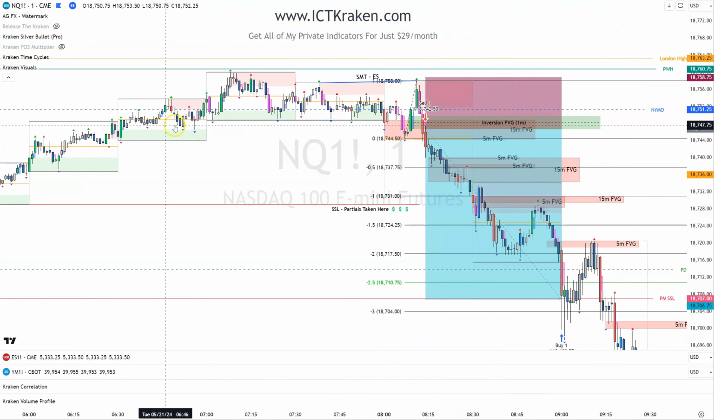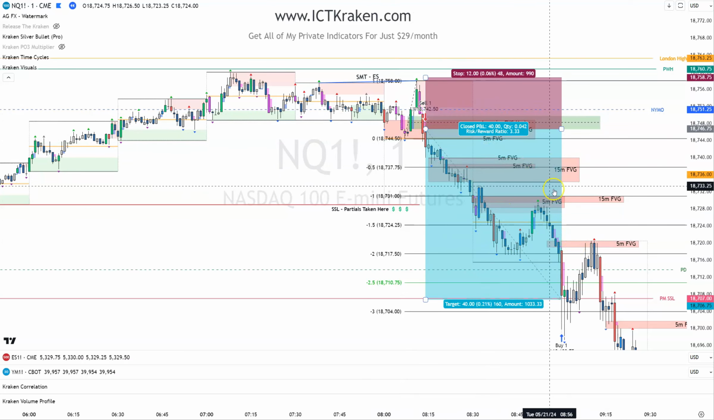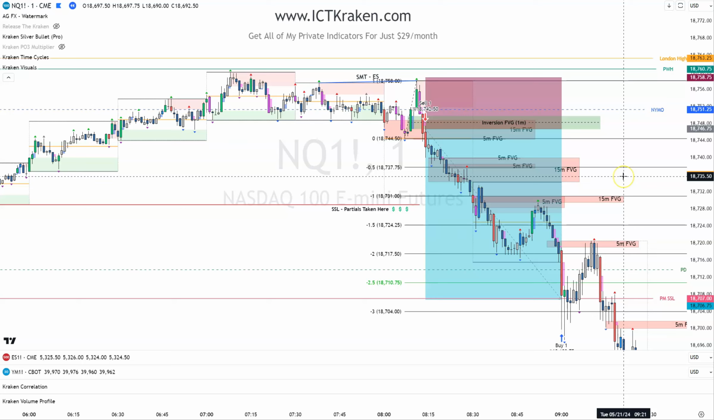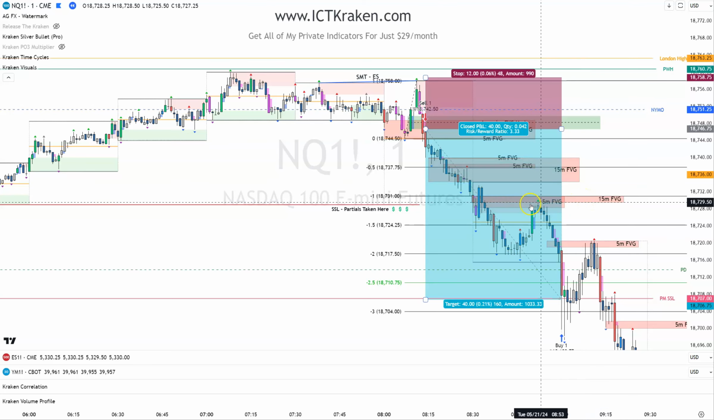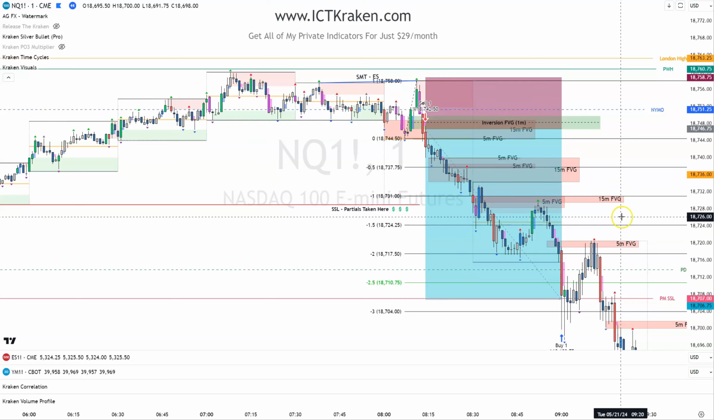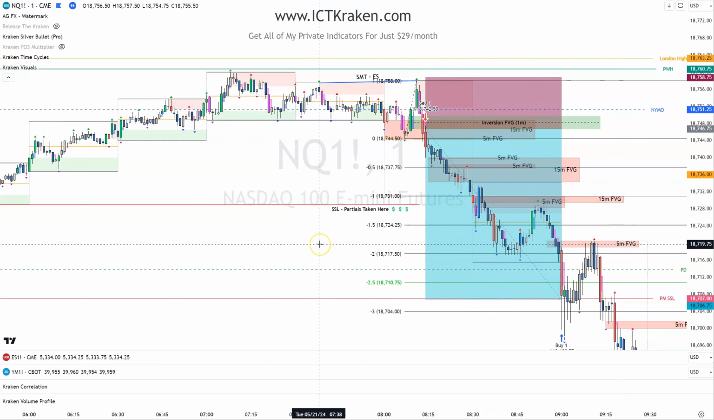But I like having the Kraken visuals on in trades to find out what fair value gaps are being held, and I can move my stop accordingly. Sometimes I don't use the 3 PD array rule. Sometimes I use higher time frame fair value gaps. I don't expect the consequent encroachment to be reached, so I'll move my stop to that. So here you got a second fair value gap, so if it was still going, I would have moved it lower, kept going down. But that is the pre-market trade setup on Tuesday, May 21st, using the Kraken suite of indicators that you can get at ICTKraken.com.